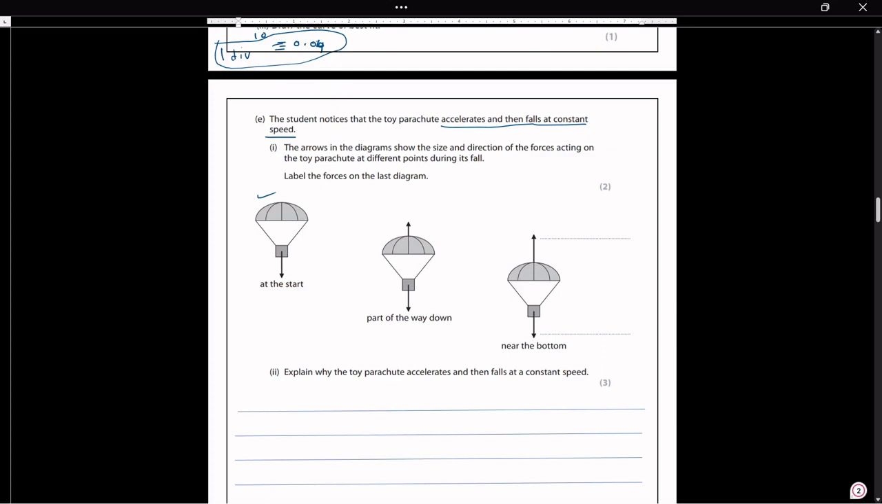There is a question here. First part: the arrows in the diagram show the size and direction of the forces acting on the toy parachute at different points during its fall. Label the forces on the diagram. The arrow downward is showing the weight, or the gravitational force, and it is moving through air. So it is air drag or air resistance, or air friction we can say.